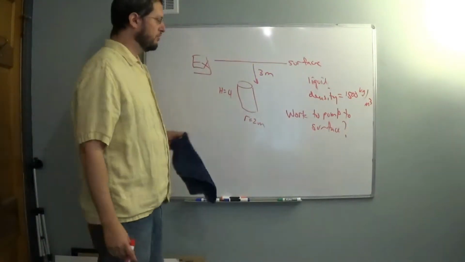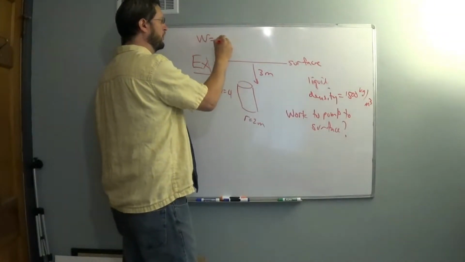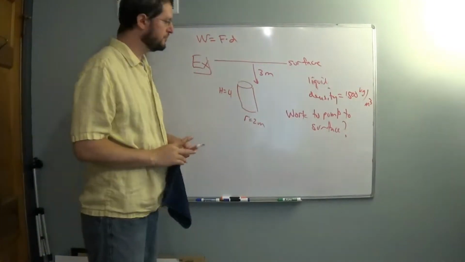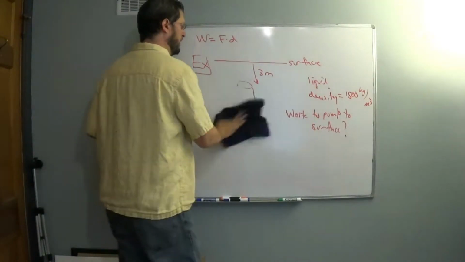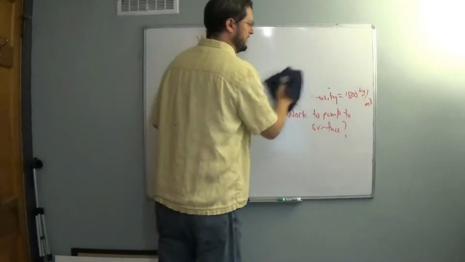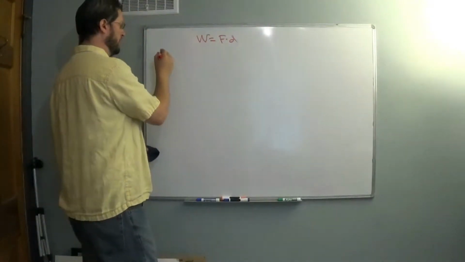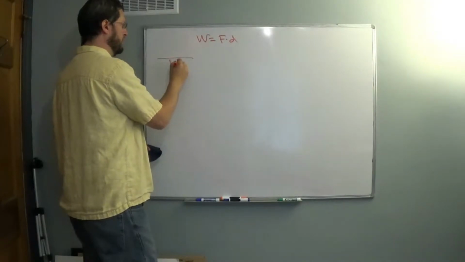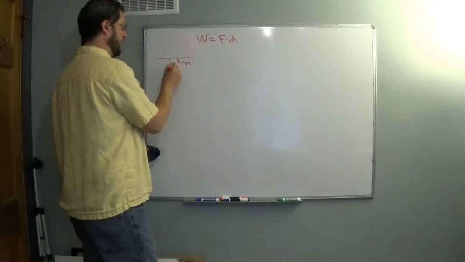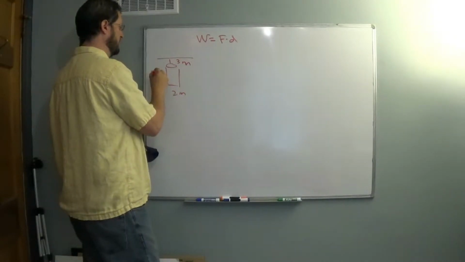Alright, so let's just remind ourselves of the big ideas here. Work is force times distance. So let's build this. I'm going to reproduce my picture a little bit smaller over on the left, so I have some space to work. So I have 3 meters, I have 2 meters, and I have 4 meters.